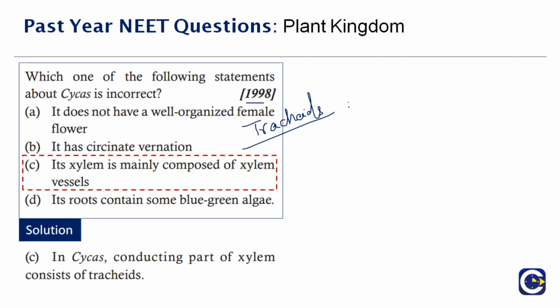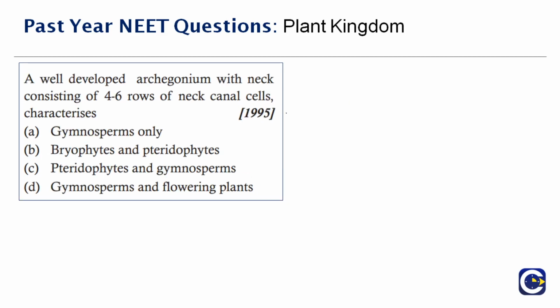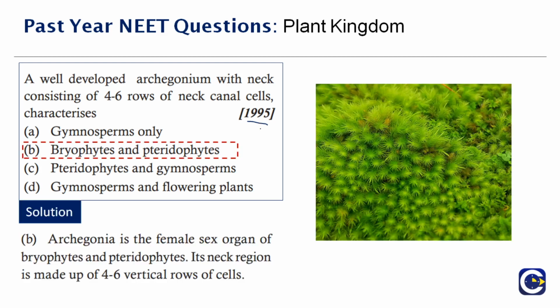Okay, now let's move to the next question. This question was asked in the year 1995. A well-developed archegonium with neck consisting of 4 to 6 rows of neck canal cells. This also we have discussed in the earlier parts. By now you would have guessed the answer. Yes, the correct answer is option B, bryophytes and pteridophytes. As I already said, archegonium is called the female sex organ, and it attracts the sperms towards it, and thereby the reproduction goes on.